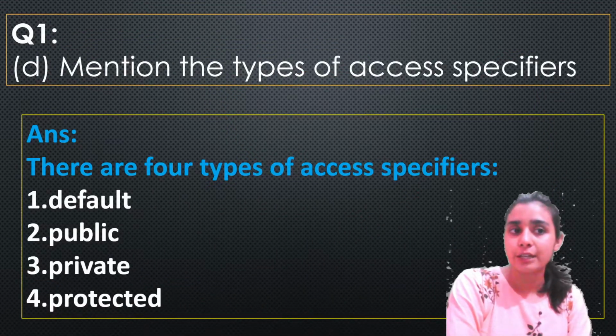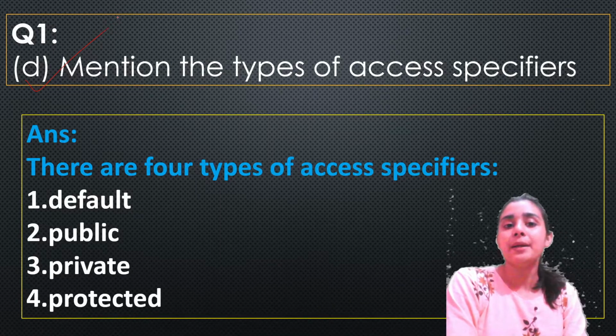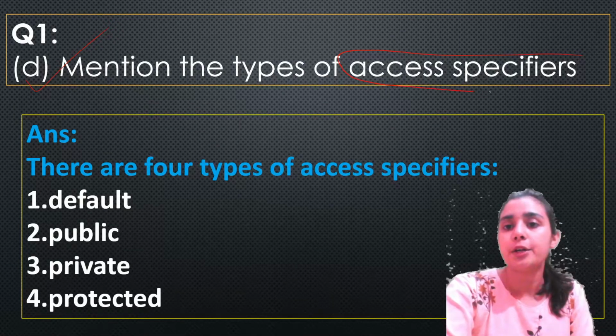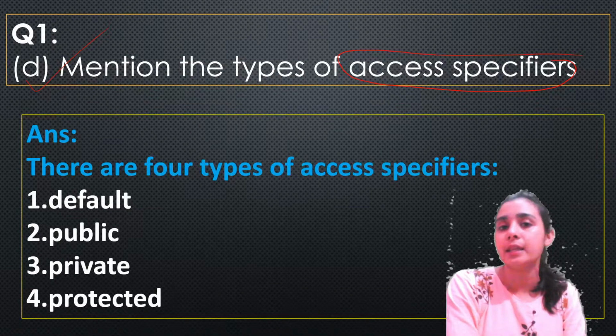Now I'm moving to the next question, that is question number 1, part D. Mention the types of access specifier. We have already talked about what the access specifiers are and what their use is, everything we have studied.